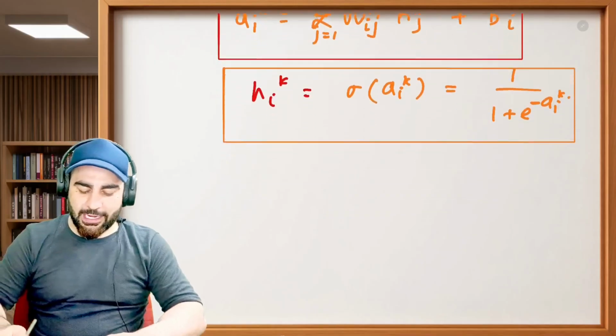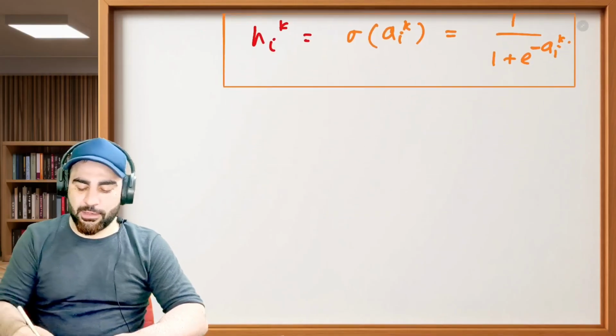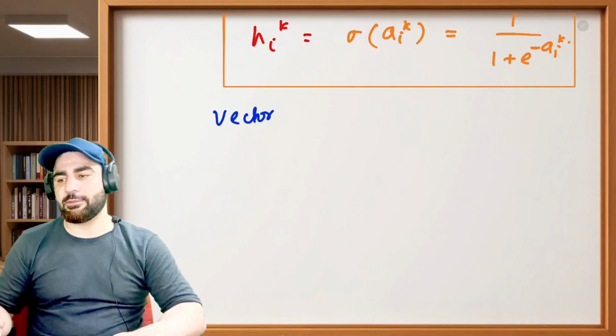So one more thing before going ahead, we can also write in the vector form. So this was the element wise form. So we'll write in vector form. How can we write this in vector form? Again the same thing.